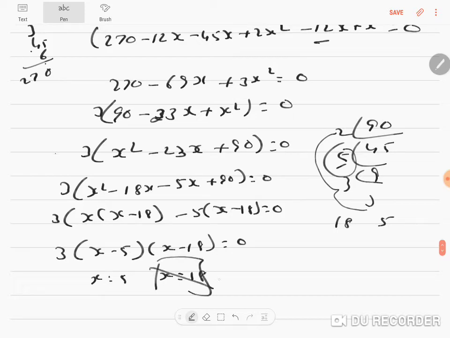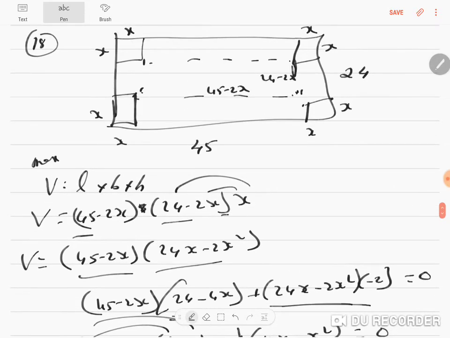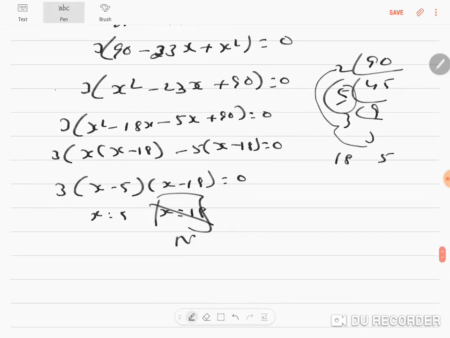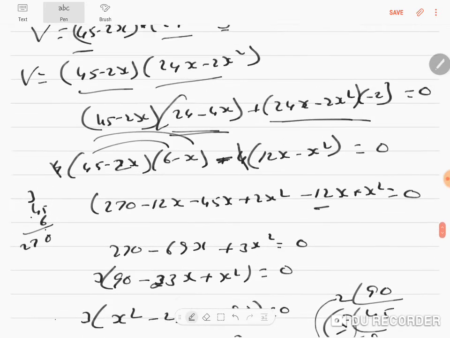X cannot be 18 because you only have a side of 24. How can you cut 18 here, 18 here? So this is not applicable. X is equal to 5 is the right answer. That's the dimension at which you have to cut so that you get maximum volume.